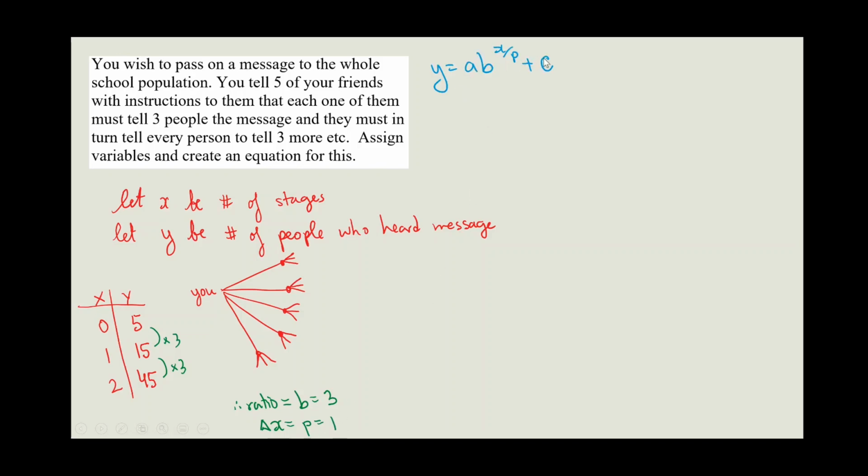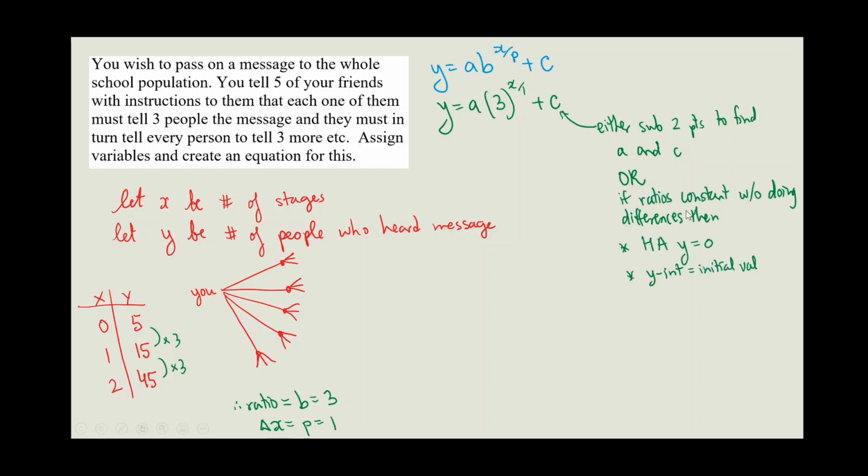And so using this format, we can start filling things in. We have base 3, we have period 1. And to find this c, either substitute 2 points to find a and c, or, I've already kind of said it, but I have a note here. Let's read it. If the ratios are constant right away, without you doing differences, then the horizontal asymptote automatically is 0, and then your y-intercept is going to be your initial value. Here's what I mean. So for us, c is 0, and the initial value at the beginning, the y-intercept, that 5 is going to be our a exactly.